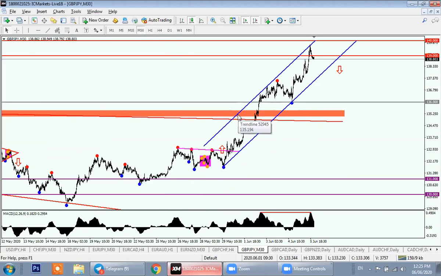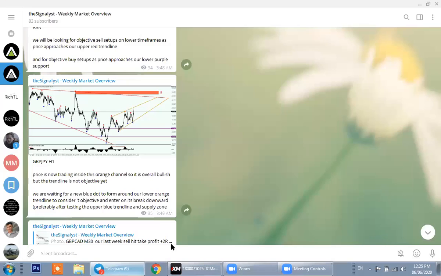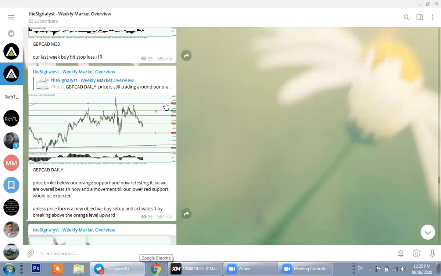On M30 time frame, that's our update for now. Price is trading inside this channel. We are waiting for a new swing to form around our lower blue trend line to consider it objective and then enter on its break downward. So let's wait and see what happens. Meanwhile, as usual, GBP JPY would be overall bullish. We also have a divergence forming on MACD, adding more confidence to our setup. That's it for GBP JPY.